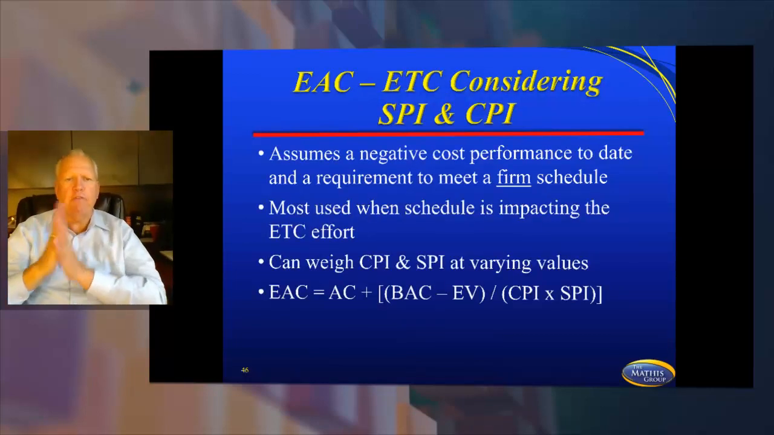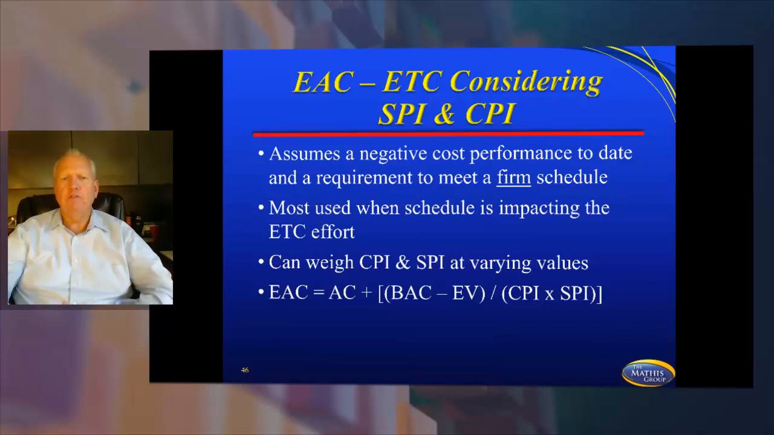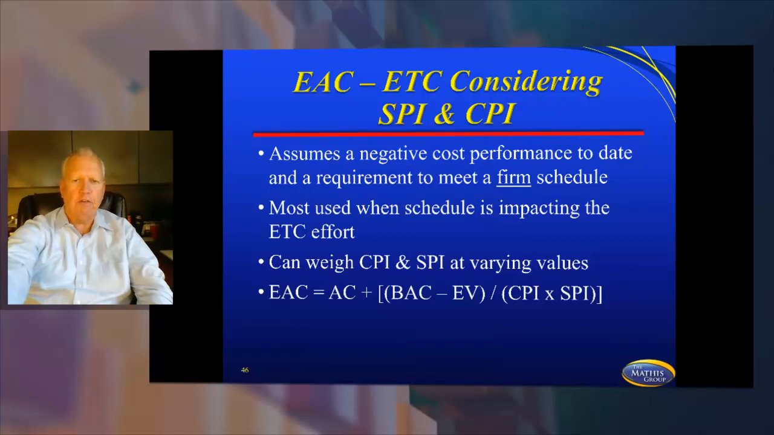You also have your last EAC, which is going to include both SPI and CPI. It assumes a negative cost performance to date and a requirement to meet a firm schedule. So in this case, you're going to find something to where this is a firm schedule. It's a regulatory date, a due date. You're going to be penalized. You're going to be fined if you don't hit it. There'll be something like that in the narrative. Now, obviously, this is the most complicated to calculate. So let's break it apart here for you.